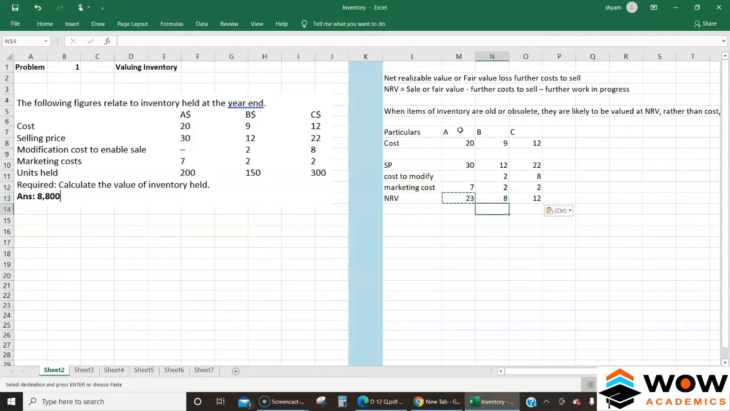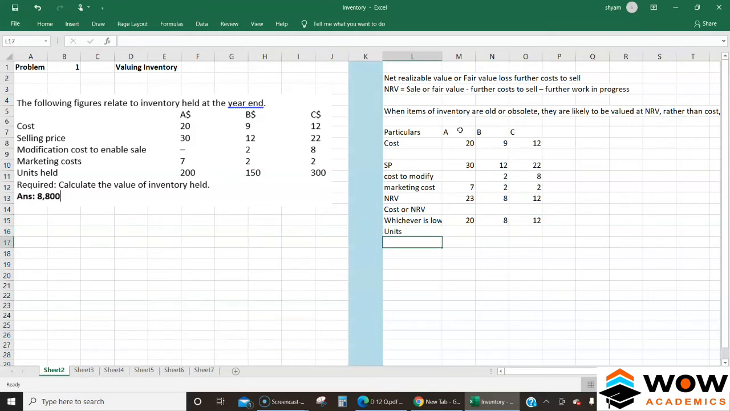So whichever is lowest, you have to multiply with that. So cost or NRV, whichever is lowest, that we have to take. So the lowest is 20 or 23, 20 is the lowest. 9 or 8, 8 is the lowest. 12 or 12, both are 12, so we can just take that.